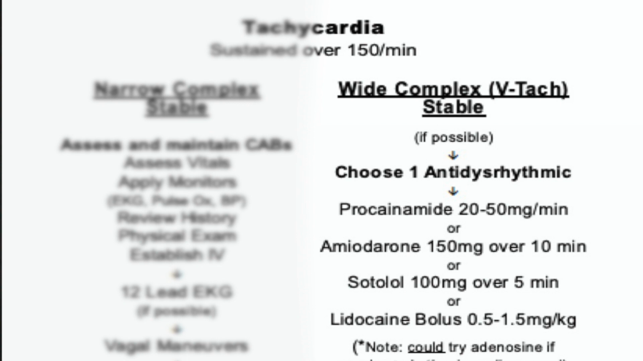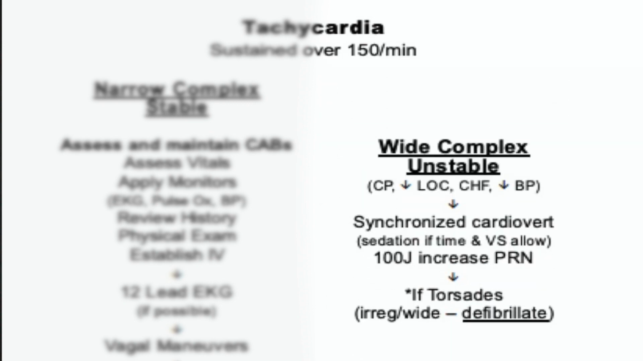If this patient in VTAC becomes unstable at any point in time, that is, has any of those four signs of CASH, any one of them, he or she too should be synchronized cardioverted starting at 100 joules. And then we increase the energy with each subsequent cardioversion if need be.